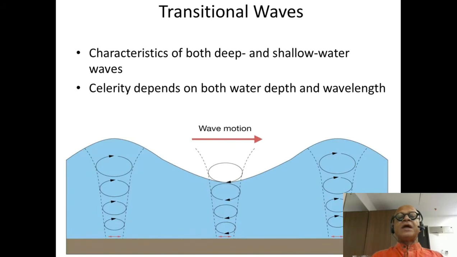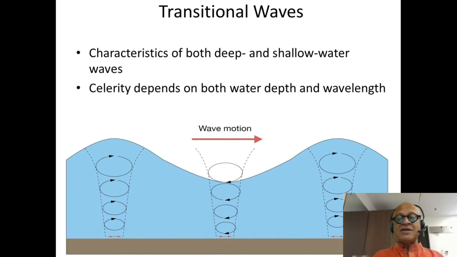So the deep water wave was depth greater than wavelength over 2. Shallow water wave is when the depth becomes less than 1/20th of the wavelength. And in between you have these so-called transitional waves, which have both deep water and shallow water wave characteristics. So the celerity depends both on the water depth and the wavelength. We have to go through the theoretical calculations to do that.